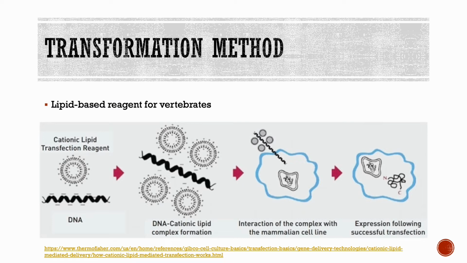This nucleic acid and the transfection reagent are going to form a complex. This nucleic acid lipid complex will enter the cell, and then the sequences will be released. After they are released, they will head into the nucleus, causing this lipid-based reagent for the vertebrates to be successful.